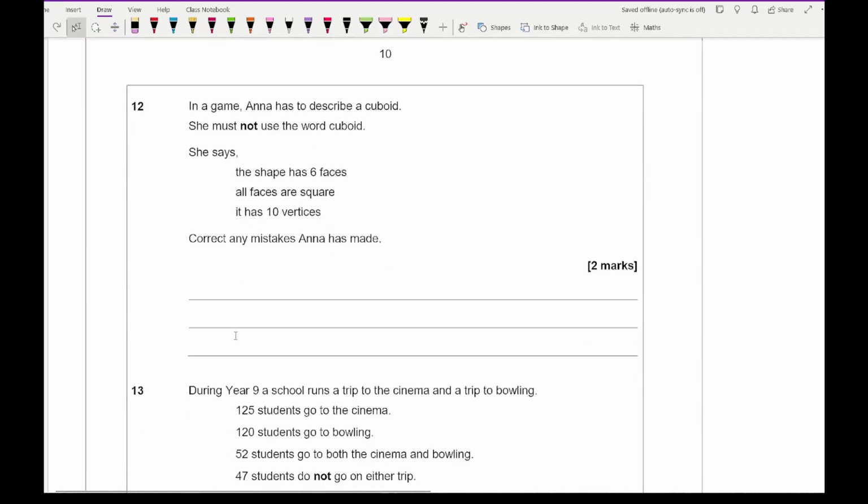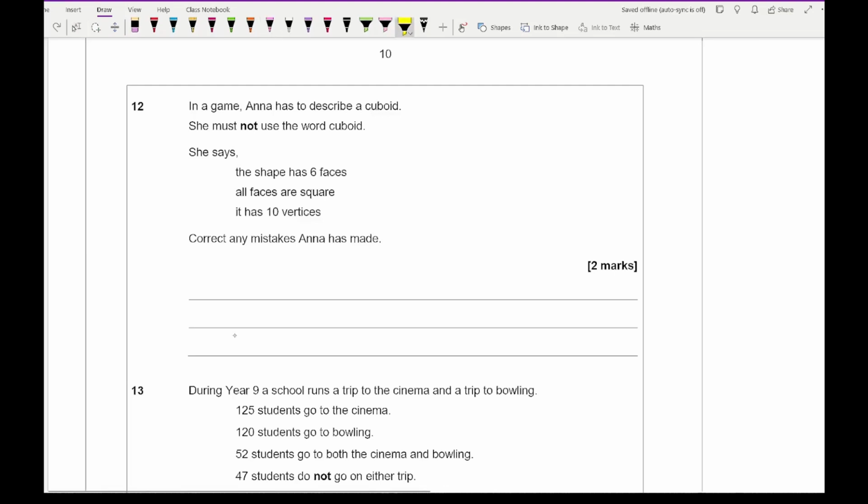Then moving on to question 12, it says that in a game Anna has to describe a cuboid. She must not use the word cuboid. She says that the shape has 6 faces, all faces are square, and it has 10 vertices. Correct any mistakes that Hannah has made.